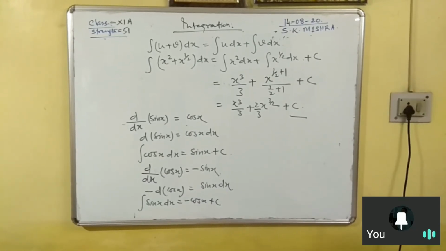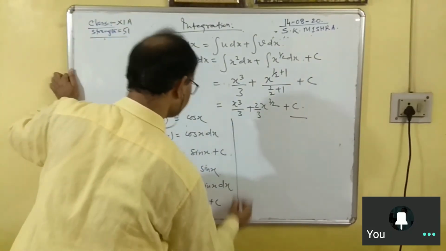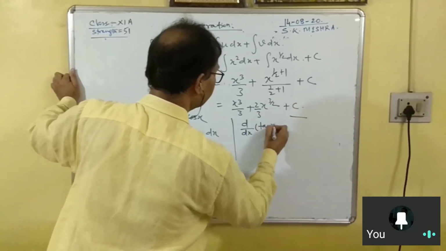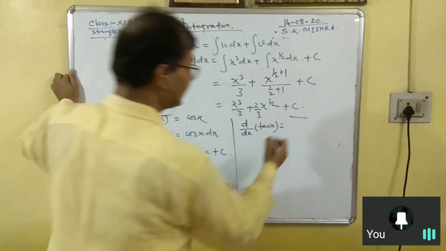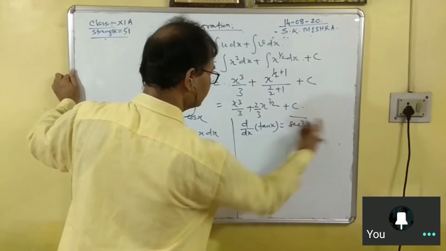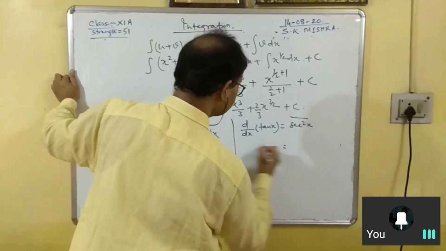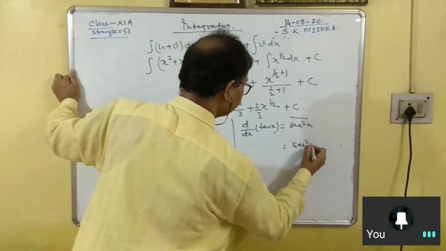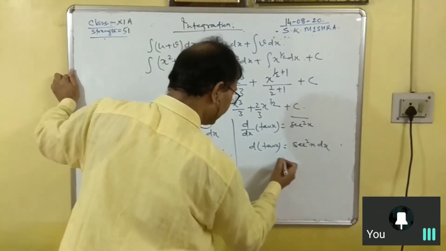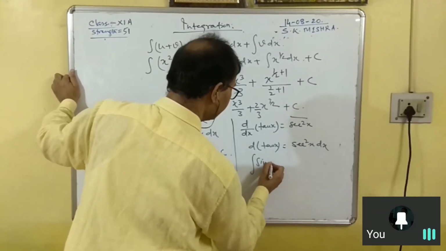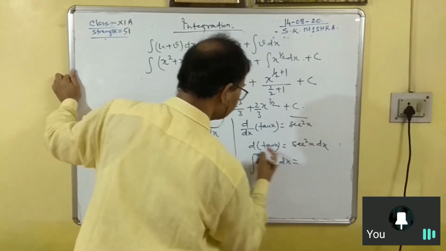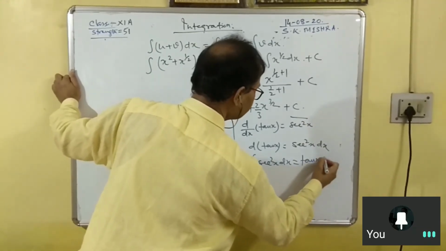Now, integration of sec square x. d by dx of tan x is sec square x. Now sec square x dx, bring it to the side. So this is sec square x dx, and left side is d of tan x. If you integrate it, integration of sec square x dx is nothing but tan x plus some constant c.